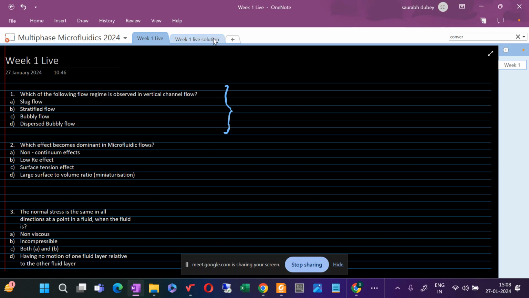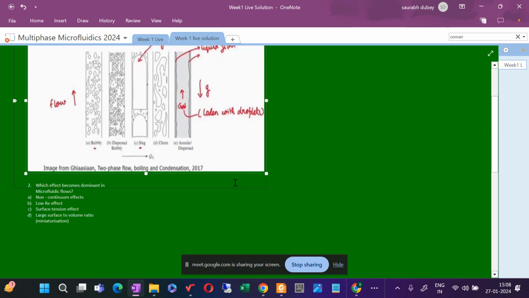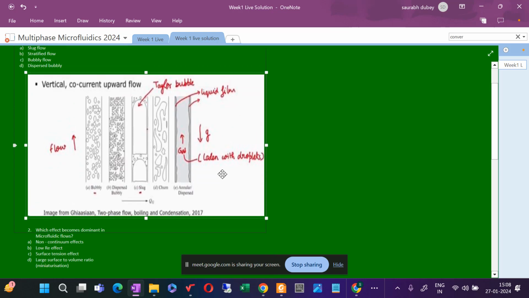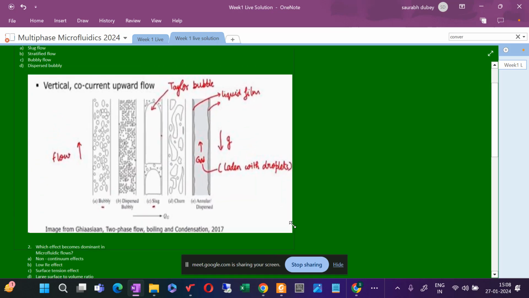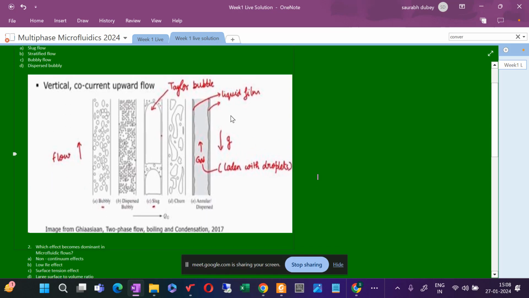Okay, so you mean bubbly flow is there, and only this is visible. Stratified flow will not be there. That's the B option. What is the reason for that? Can A, C, and D be there? What is the reason for that? What does the term stratification mean?